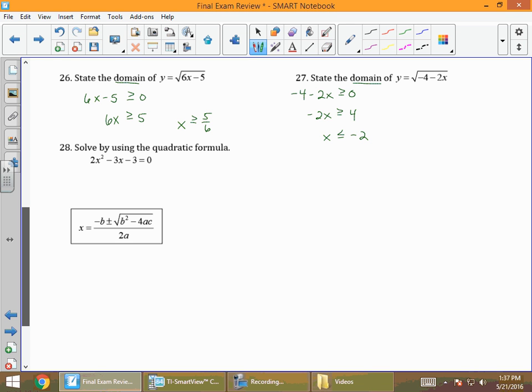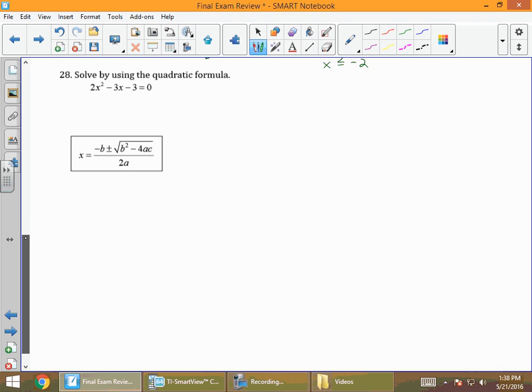And number 28, solve by using the quadratic formula. Remember, we do have a couple of songs that you can sing to help you remember the quadratic formula. I Like Frosty. Some other girls prefer Pop Goes the Weasel. Whichever one you want to remember, that's fine. I've also provided it for you.